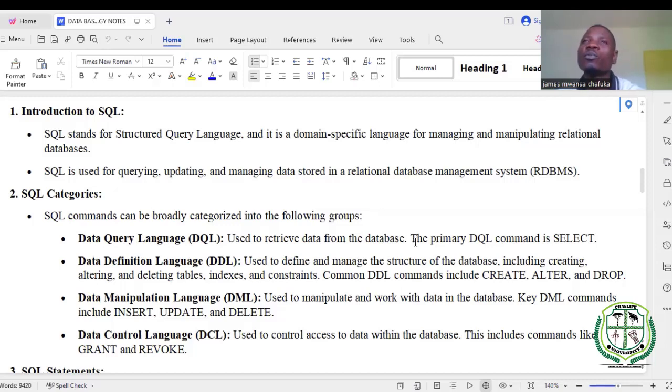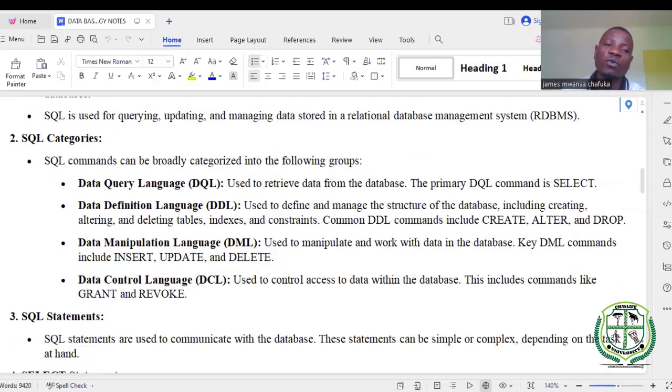So when you prompt a command such as revoke, it means you control whoever accesses the data in the database, or when you prompt a command such as grant, it means you control anyone that intends to access the data within the database. Remember, we're just talking about the categories of structured query language.